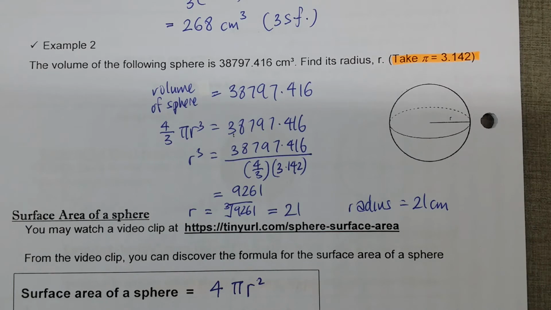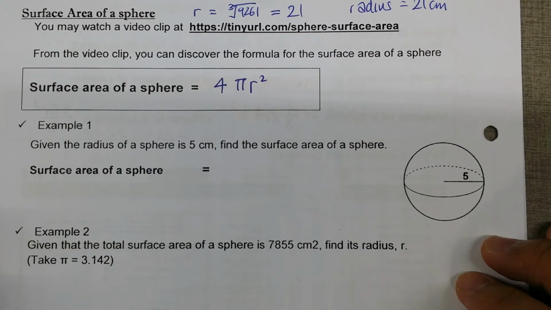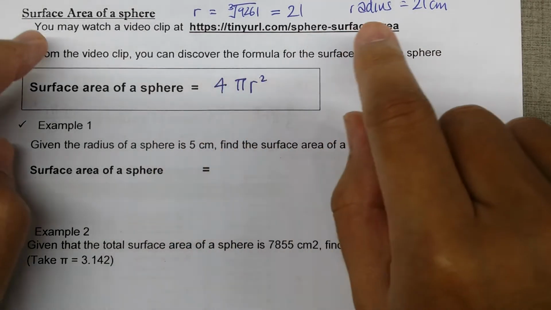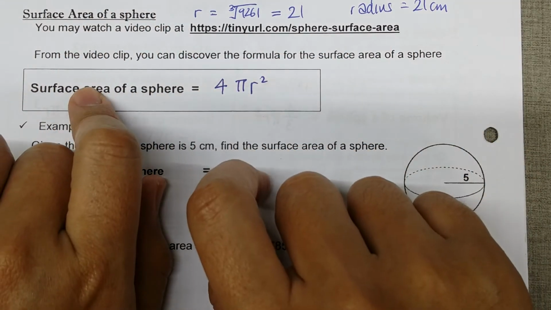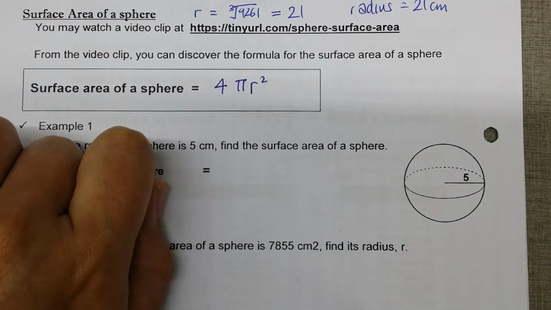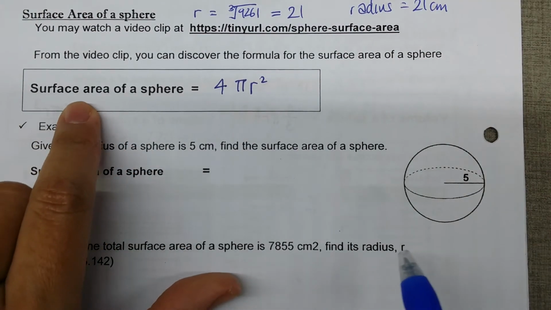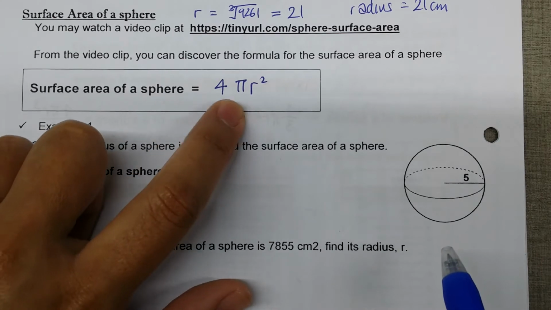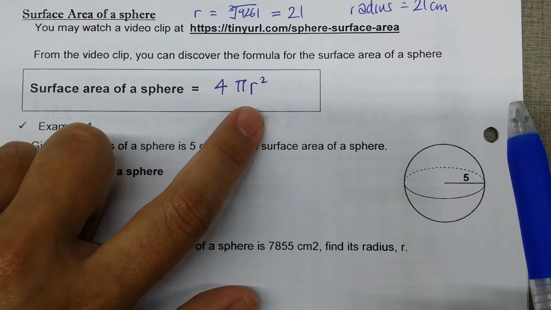If you need, pause the video because Mr. Liu needs to move on to surface area of a sphere. For surface area of a sphere, again, you may watch the video clip using this, or you can go to Ace Learning and click on surface area of a sphere. They will show you how you get the formula. Surface area of a sphere is 4 pi r square. Again, must memorize.